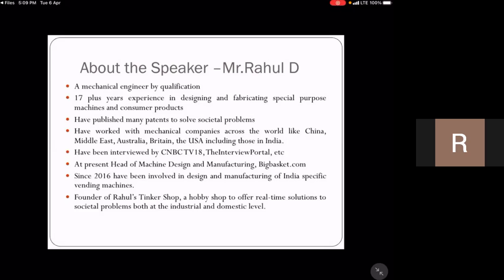Since 2016, I've been involved in design and manufacturing of some India-specific vending machines. I'm also the founder of Rahul's Tinker Shop, where I have all these patents. I have a hobby shop, where I offer real-time design solutions to some social issues at the domestic and industrial level.